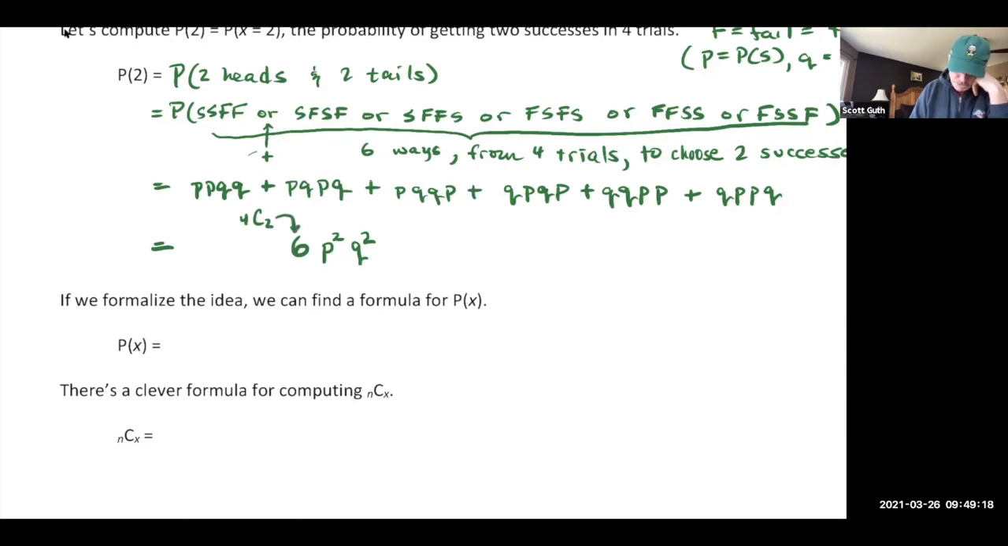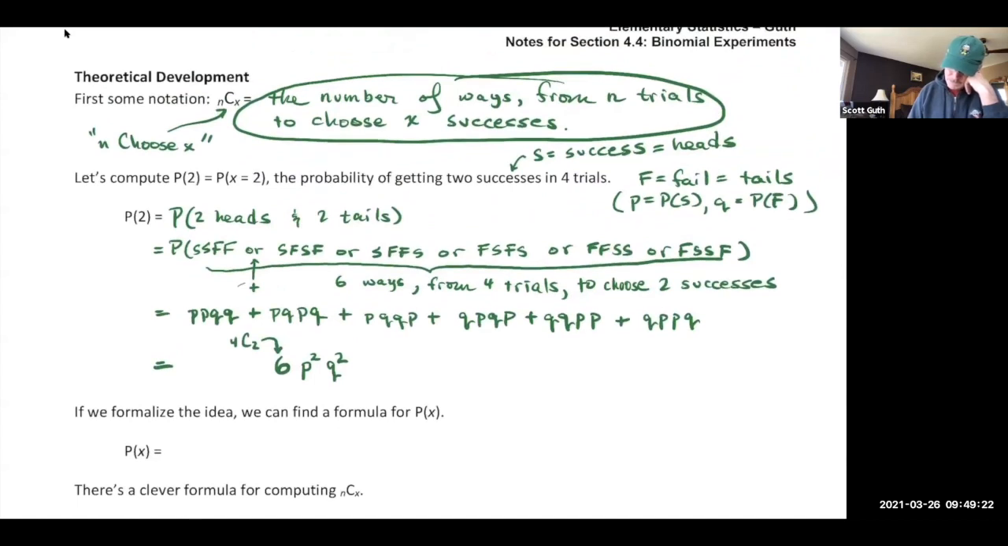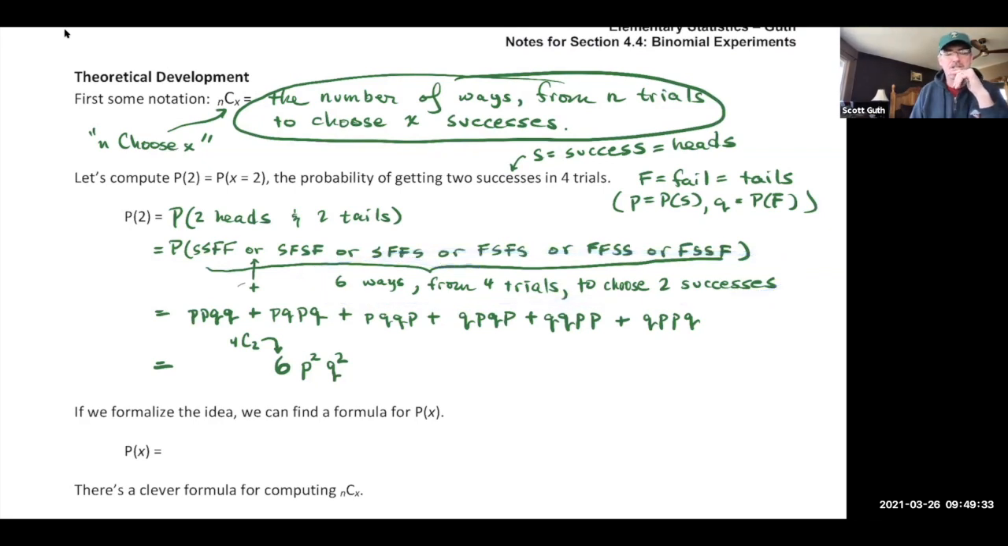What is 4 choose 2? From 4 trials, how many ways are there to choose 2 successes? Let me go to the highlighter. So there are 6 ways from 4 trials to choose 2 successes. That's just the definition of 4 choose 2. And you get 6 when you do that.